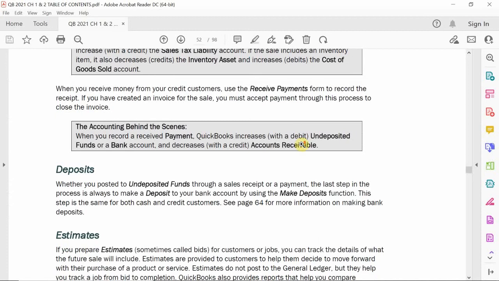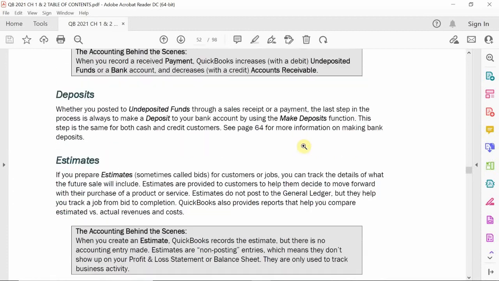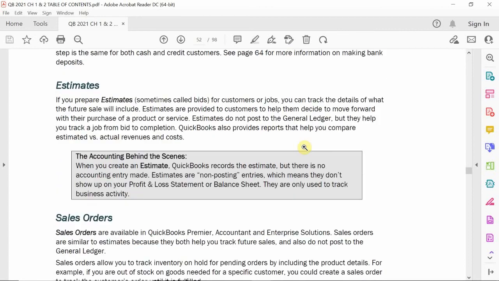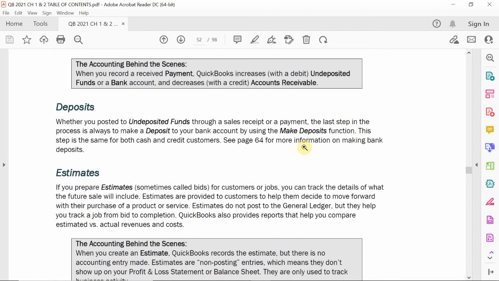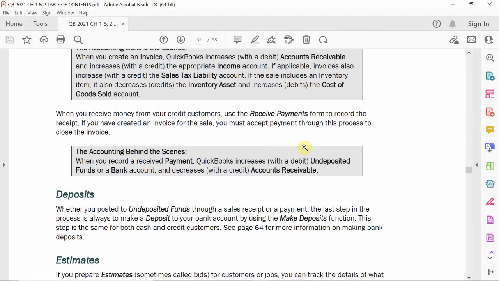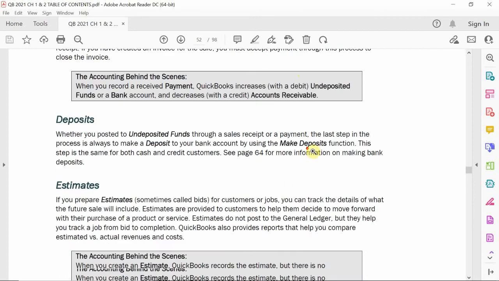And the other ones that we'll see are going to be deposits, estimates, and sales orders. So estimates and sales orders are going to be in chapter 13. Deposits are going to be in chapter 3. But invoices and sales receipts are going to be chapter 2. So a lot of these things that we're talking about right now are all connected to customers, but the way that we view them or understand how they work is going to be broken up between those chapters, okay?